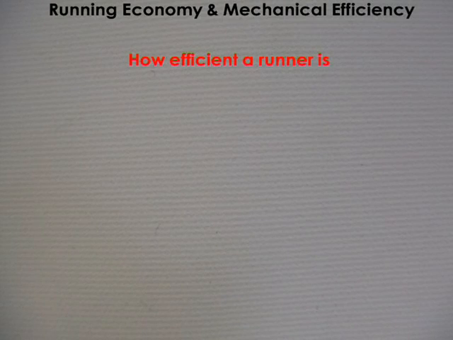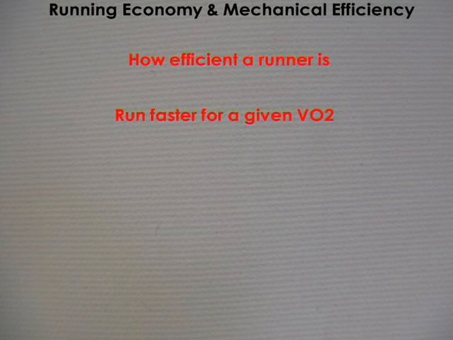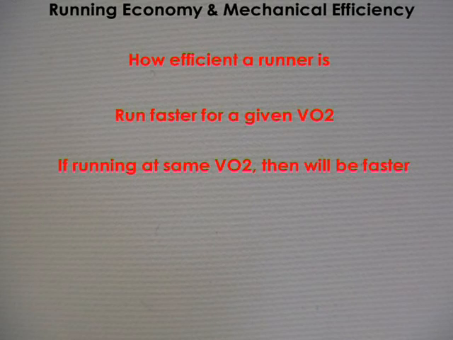Running economy reflects how efficient an athlete is. An athlete who is more efficient can run faster for a given oxygen consumption, or VO2. It also means that if two athletes are running at the same VO2, the one who is more economical will be able to run faster.